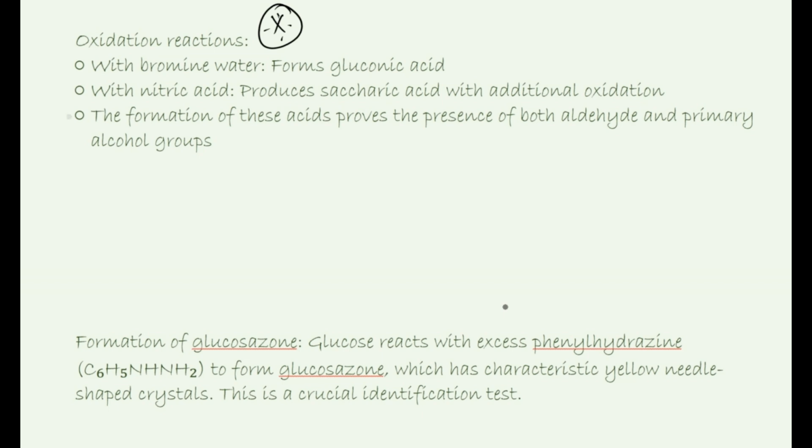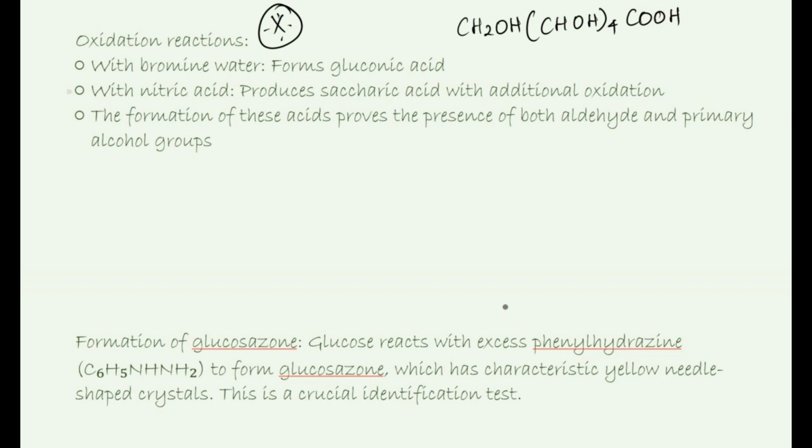And with nitric acid, it produces saccharic acid. I am telling you the formula as well. For gluconic acid, CH2OH, CHOH 4 times, and then COOH. That is formed when glucose is treated with bromine water.